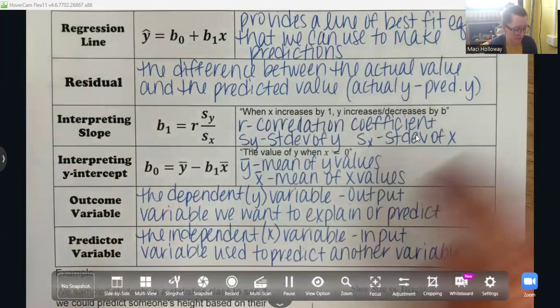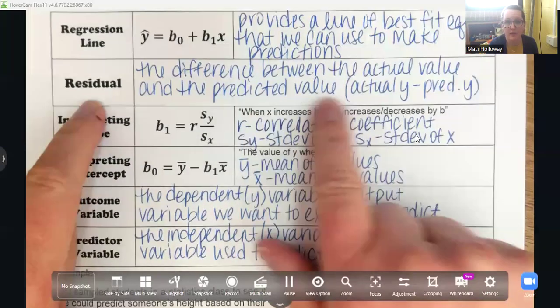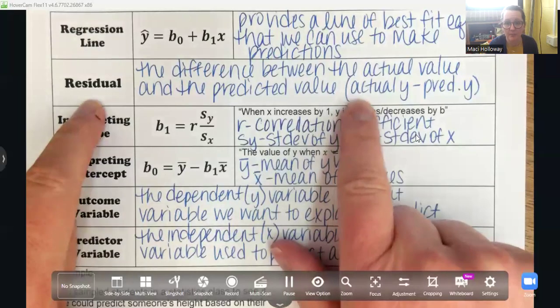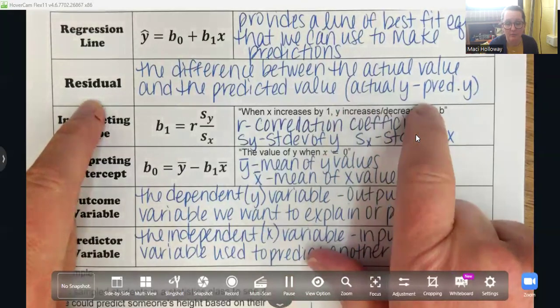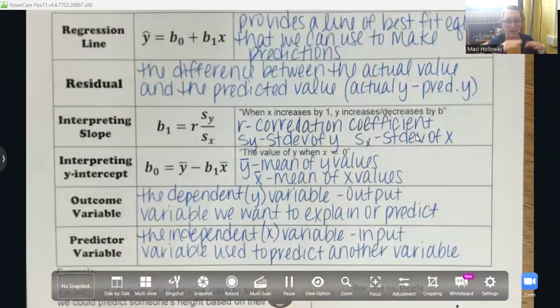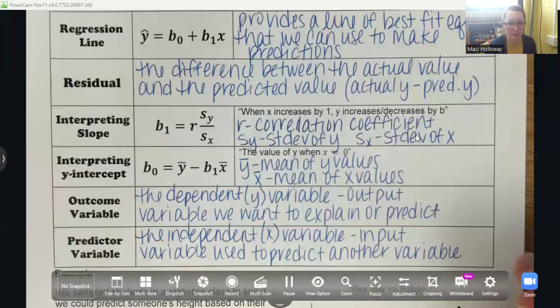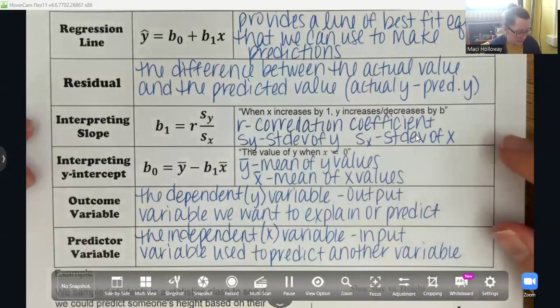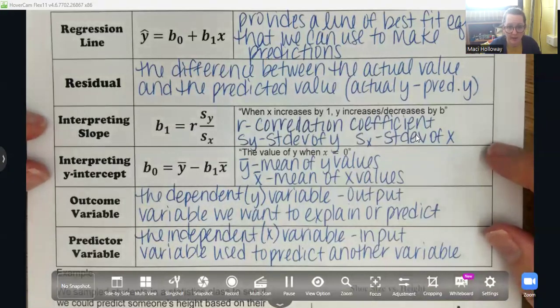The residual is the difference between the actual value and the predicted value. So the actual y value minus the predicted y value. So we're trying to find how far away is our prediction from the actual value. And then we have interpretations of slope and y-intercept.